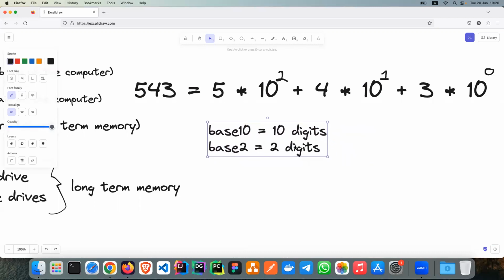We have 2 digits. We have only 0 and 1. The reason why computers only work with zeros and ones is because there are some physical things in nature that we can represent with 0 and 1.